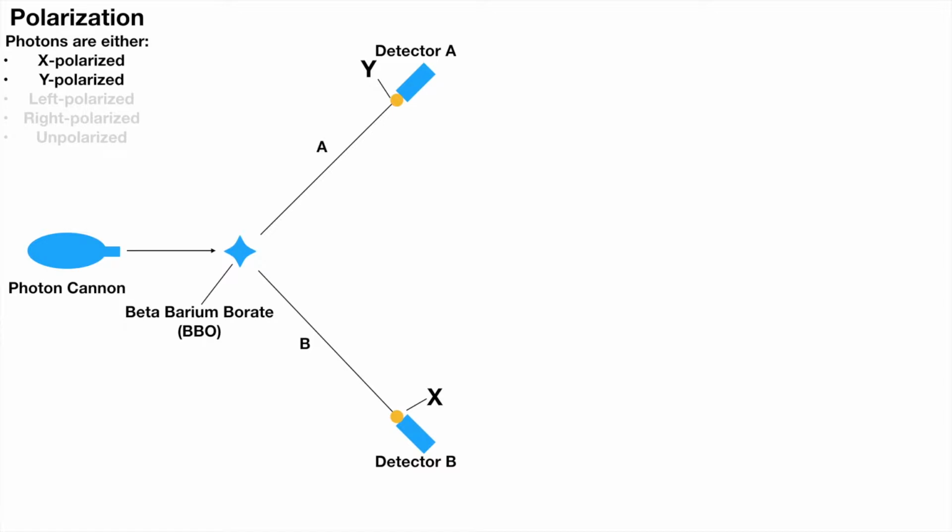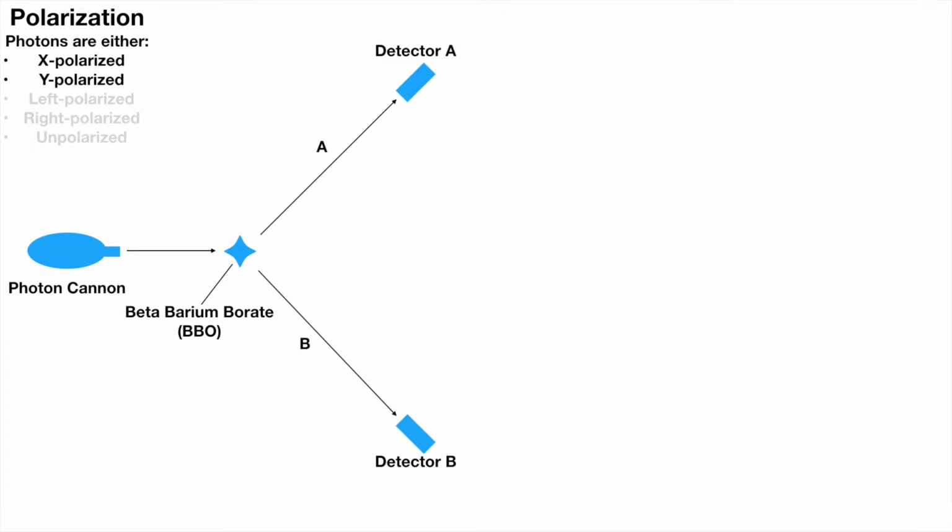However, due to the way the BBO crystal converts the photons, they can never be polarized the same way. For example, both photons can't be X polarized at the same time. I won't go into detail right now why this is the case. Let's just say it's the way the BBO crystal works. Now what that means is, when we measure the polarization of one photon at one of the detectors, for example, we measure photon A to be X polarized, we automatically know for sure that photon B is Y polarized.